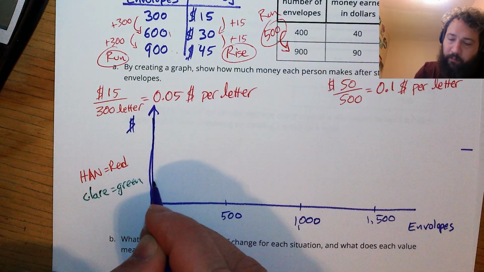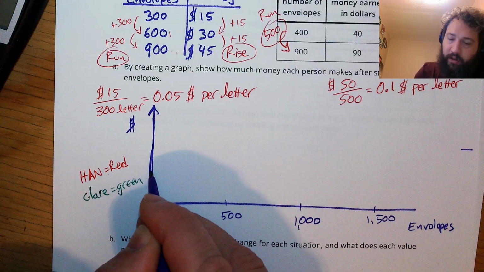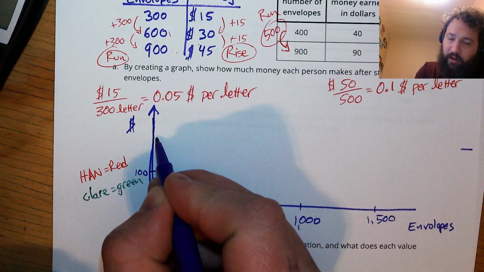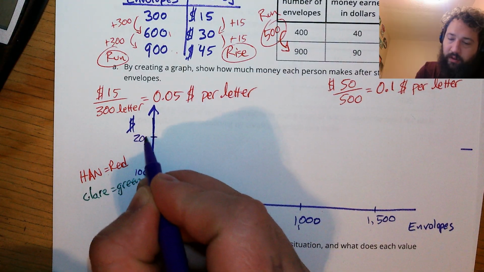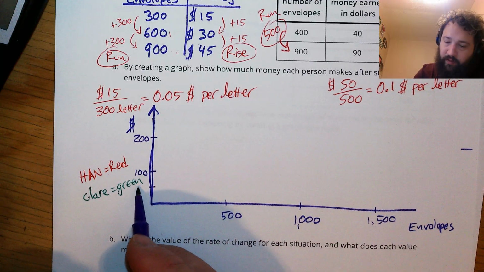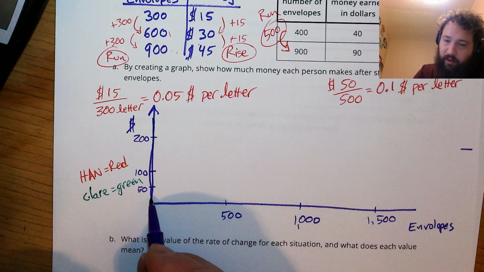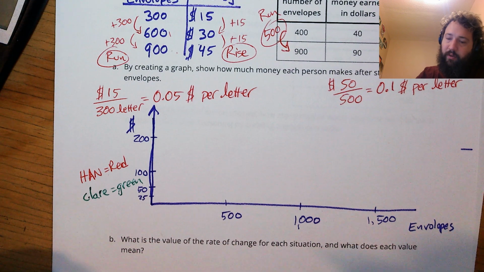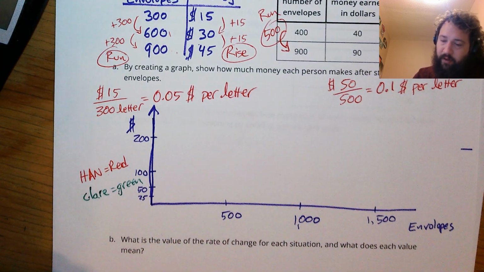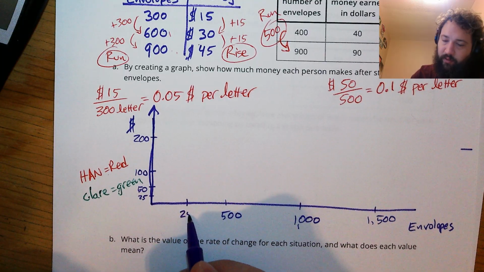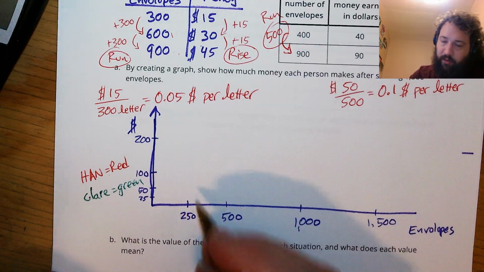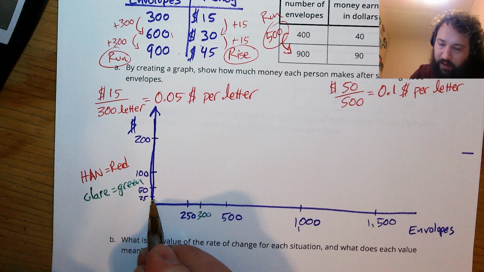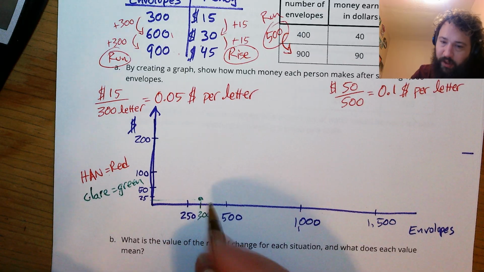So let's put, we'll have $100 here. That's 100, and then maybe this is 200. I don't know how high we'll get. So this is 50, and then this is 25, because Han's is really low. So half of 500 is 250. So Han is 300. That's here, 300, and he's only getting 15. So that's down here. So that's a real low amount.